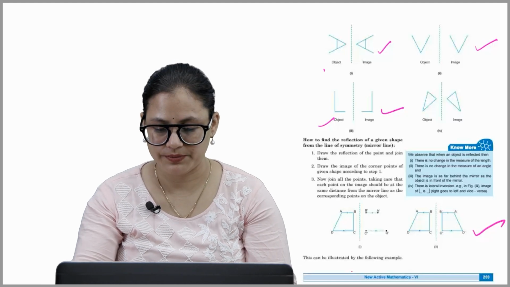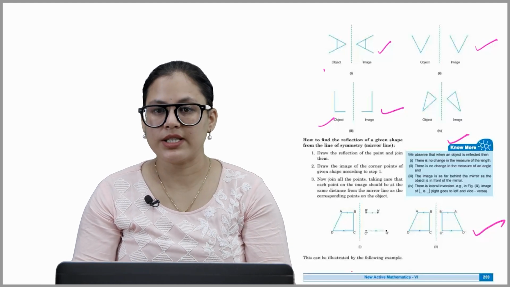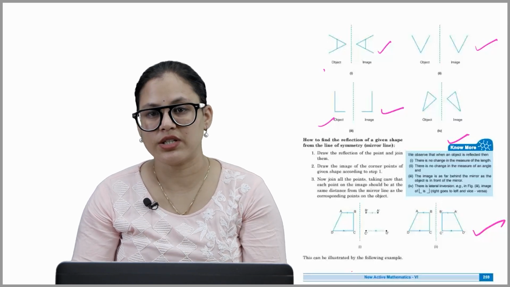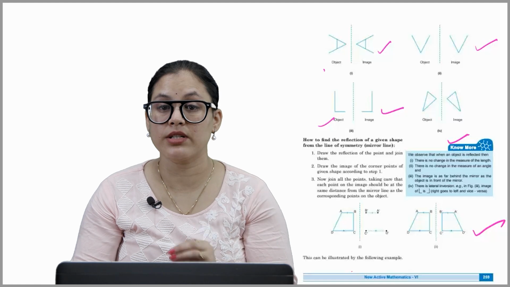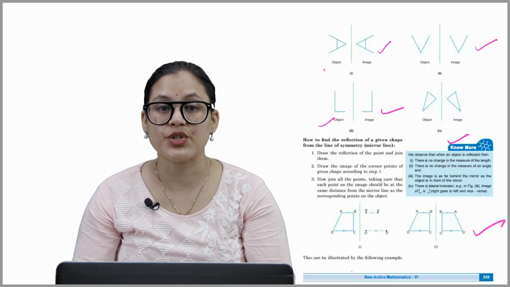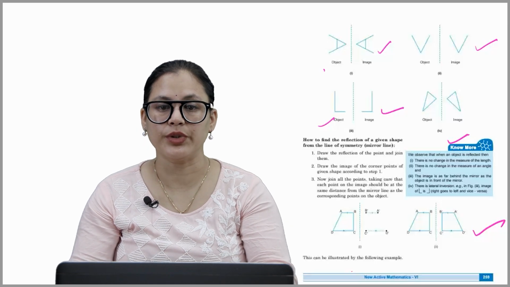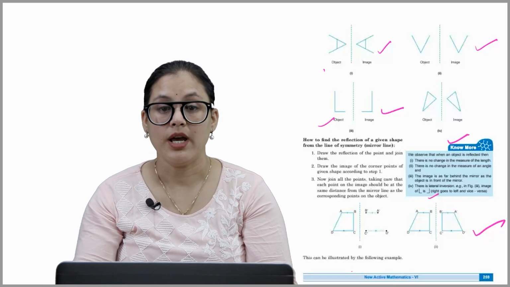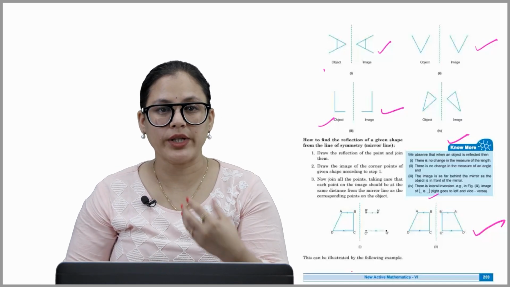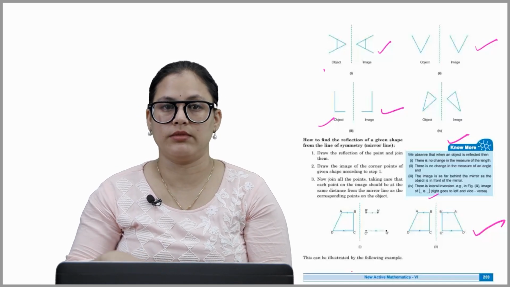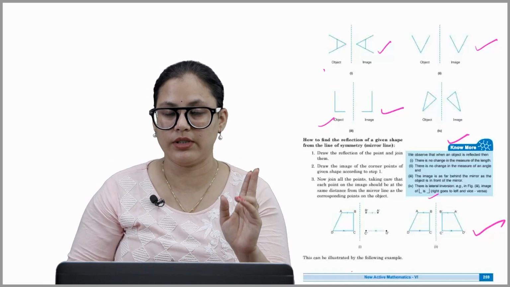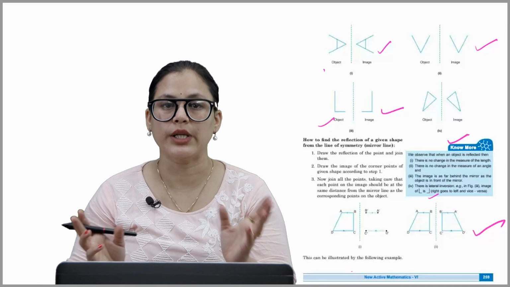We observe that when an object is reflected, number 1, there is no change in the measure of the length. Number 2, there is no change in the measure of an angle. And number 3, the image is as far behind the mirror as the object is in front of the mirror. Number 4, there is a lateral inversion. That is, in figure 3, the image of L is this. It means right goes to left and vice versa. Whenever you look in the mirror, you raise your right hand, but it looks like you have raised your left hand, right? So this is known as lateral inversion.